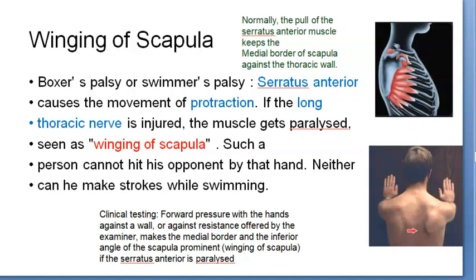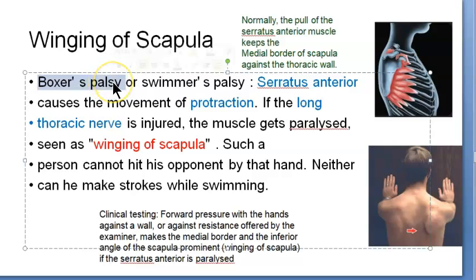So he cannot punch somebody in front of him. Remember, he cannot punch you with his right hand, but left hand he can still punch you, right? In this case, so don't think that he cannot punch you and all that. So protraction is affected here. I'm trying to write a P here. He cannot punch you. Why? Because serratus anterior is the muscle that is affected. Okay, and this is called as boxer's or swimmer's palsy. Boxer, obviously, because boxers will have to punch. So this is boxer's palsy.